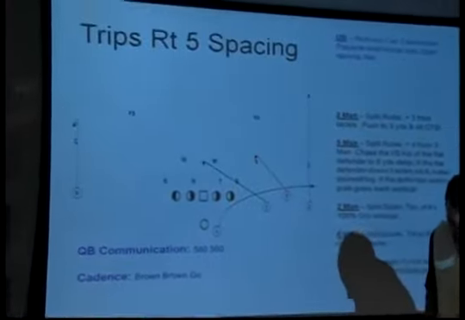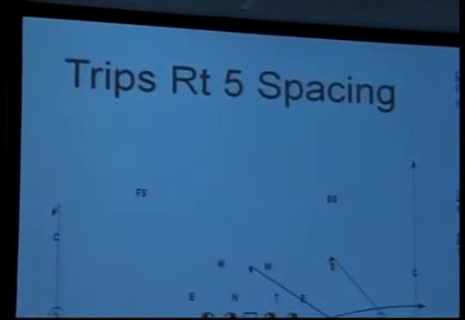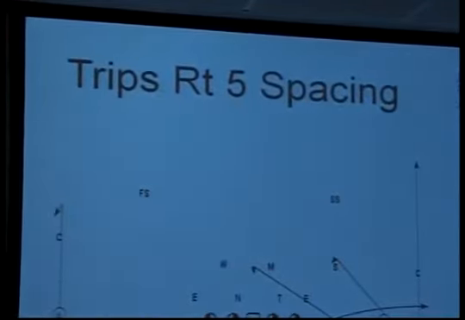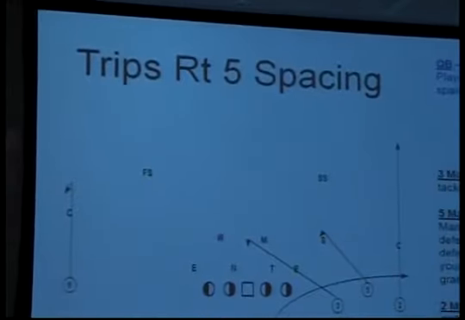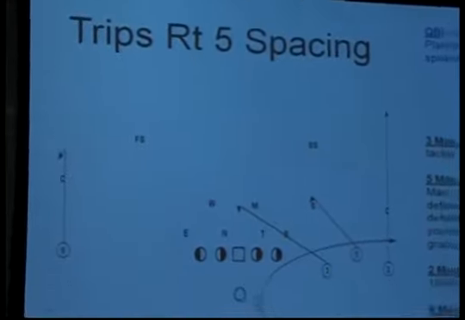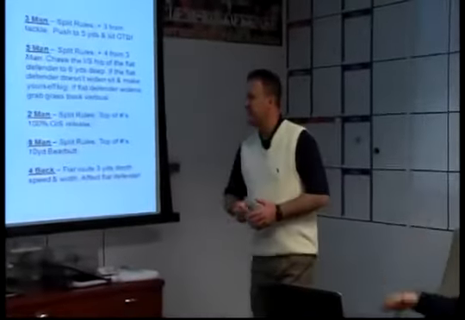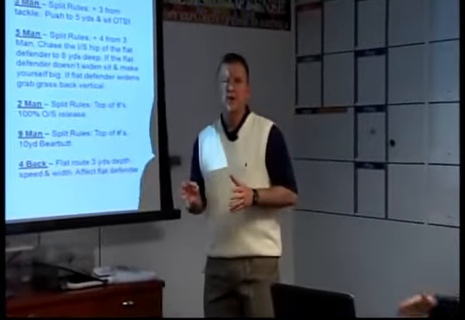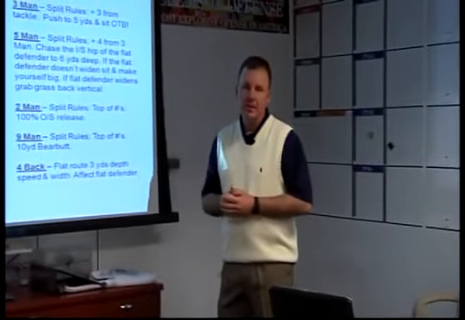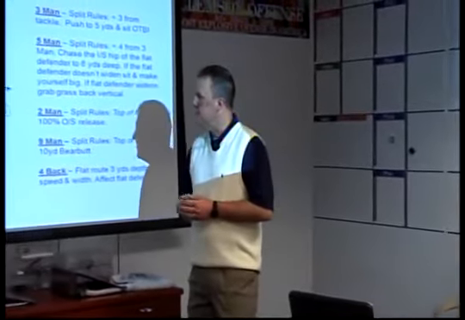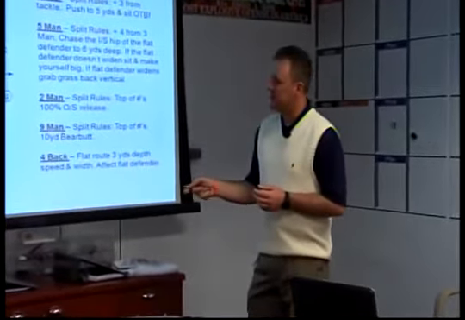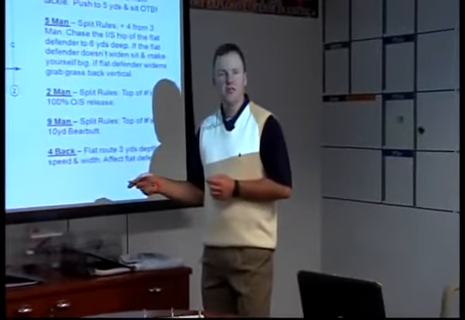All right, good. That is our sprint out protection and our sprint out concept for day 2. We get into our trips right, 5 spacing. Our rules, quarterback, this is a 560. This is the first thing we've introduced as an empty protection. This is a 560, which tells us it's a 5-man protection.